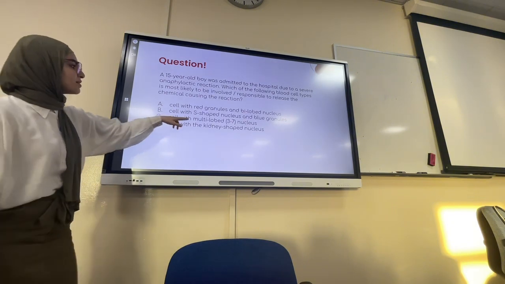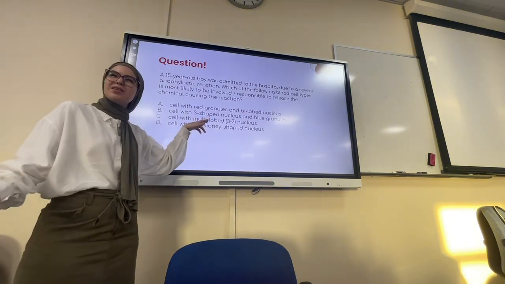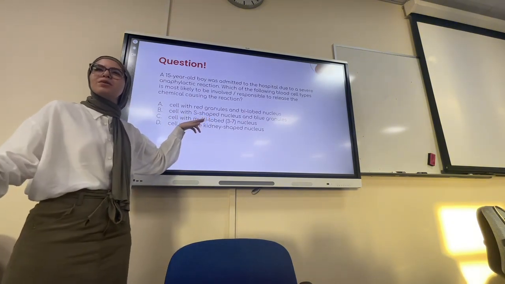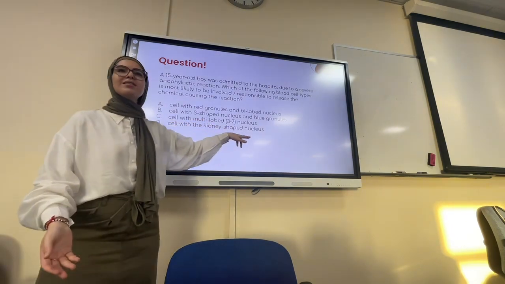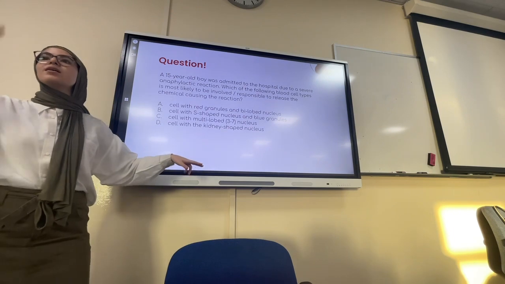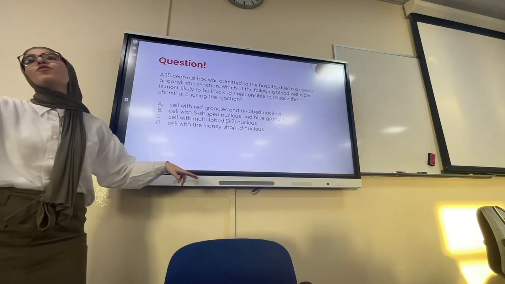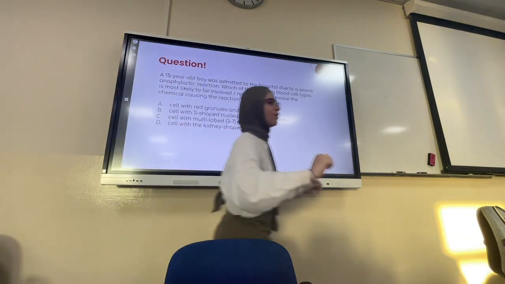So C, is it multi-lobed? What's known for being multi-lobed? Neutrophils. Perfect. And D, cell with kidney-shaped nucleus? We haven't covered that, but that would be the monocytes, yeah. Right? Perfect.